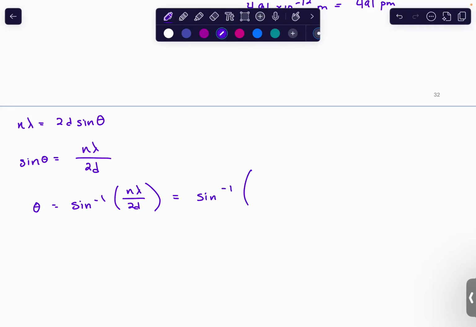Okay, so our second order is going to be n equals 2. And then our lambda is 2.63 angstroms over, let's see, 2 times d, which we just found is 4.91 angstroms. We punch all that into our calculator and we get 32.4 degrees as our reflection angle from the subsequent plane, the second order reflection.